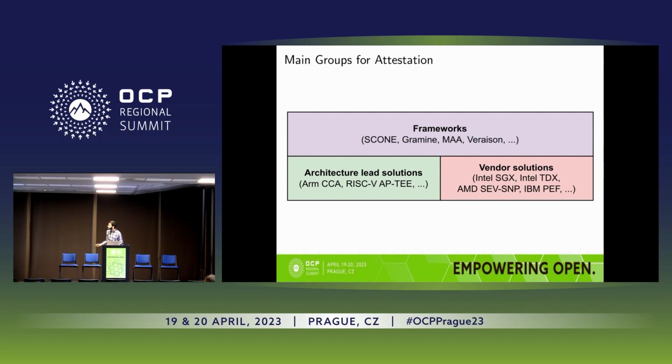So what we did was we took ARM CCA from the architecture-led solutions as an example of this category. We took Intel TDX, which is the upcoming solution of Intel, the follow-up of Intel SGX, which is supposed to be released for public review next year. And in the category of frameworks, we have our own framework, called SCONE, which is what we consider. There are others: Gramine, Microsoft Azure Attestation, Veraison, and so on. So this is the overall categorization that we did. We selected one solution from each and provided complete specifications, which I will talk about.